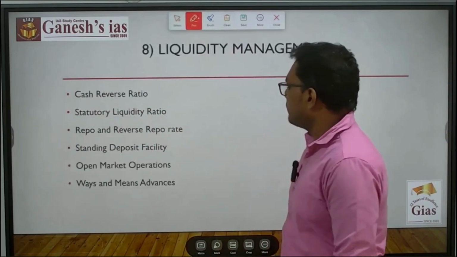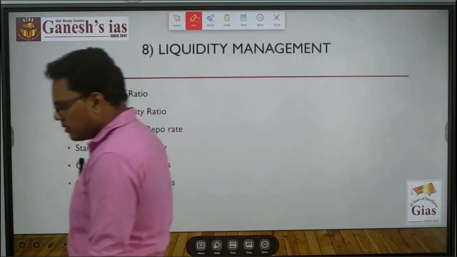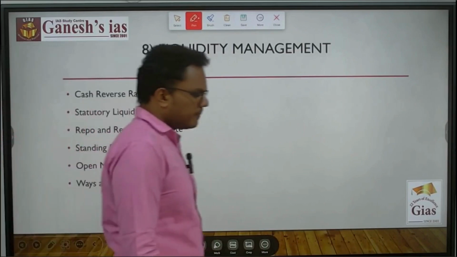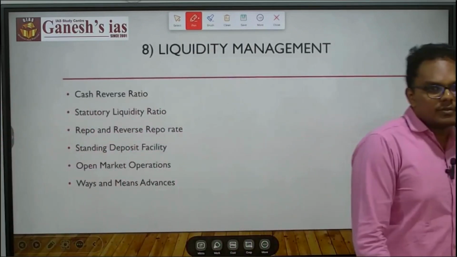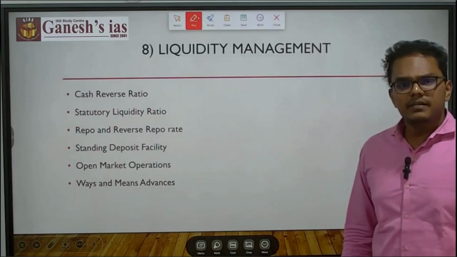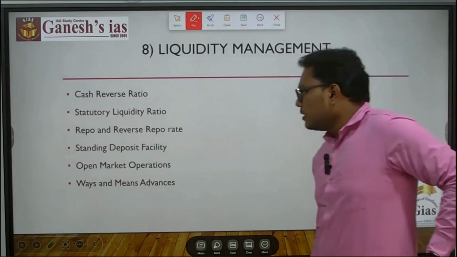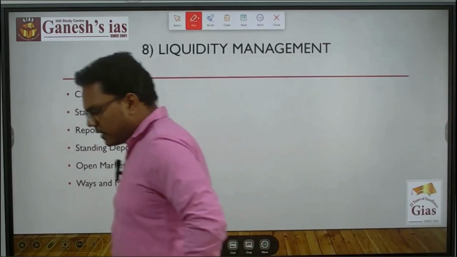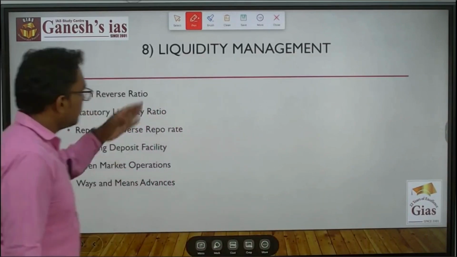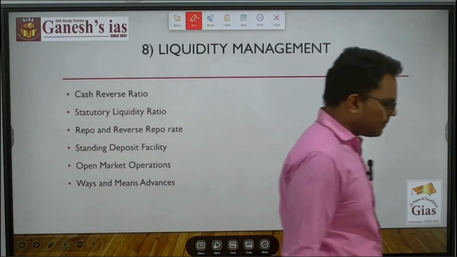Next is liquidity management, and this is part of the very basics of the economy. It's important that you know, because all these terms are repeatedly in the news. The two, repo and reverse repo, every year you will find in the news, and at least one question will come from this liquidity management.